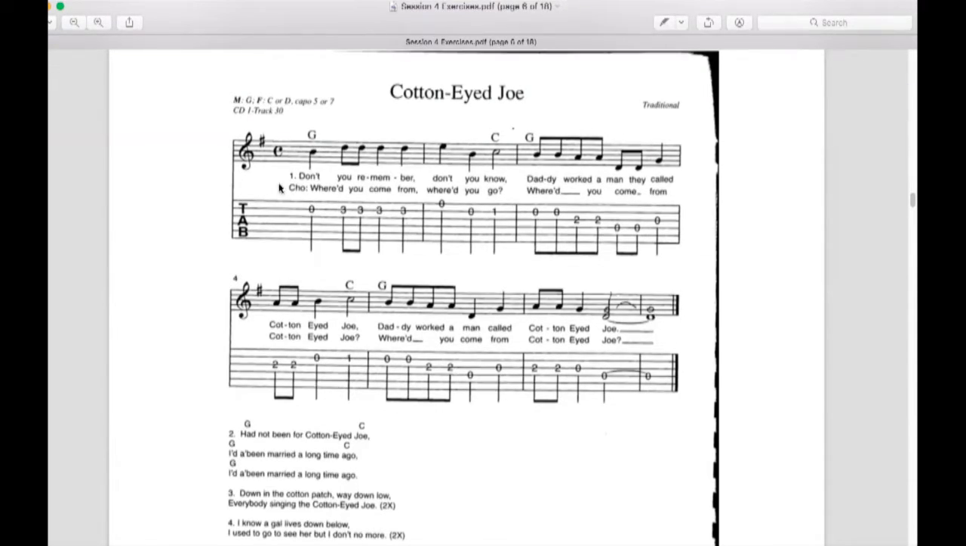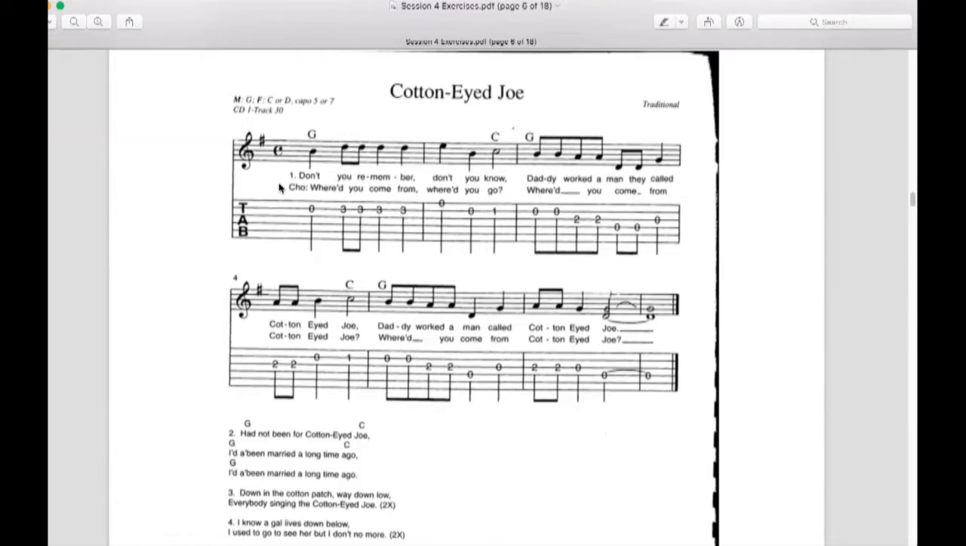So 1. And then we go to 4 on "You don't know." Don't you remember, don't you know, that's your 4. Then back to 1. Daddy worked a man called Cotton Eye. Back to 4, then 1. Daddy worked a man called Cotton Eye Joe. There's no D7 in there to make us think there's a D7 resolution. So there's no strong resolution in there.